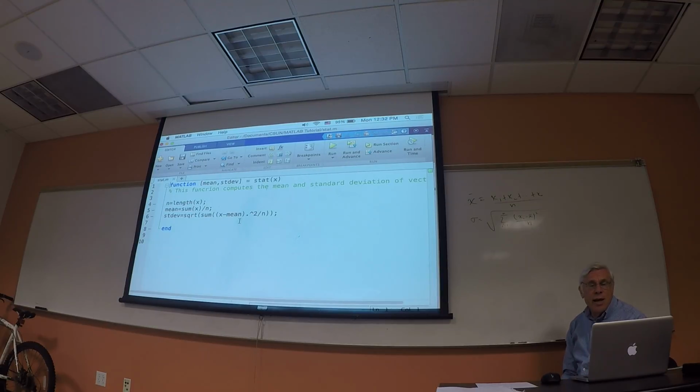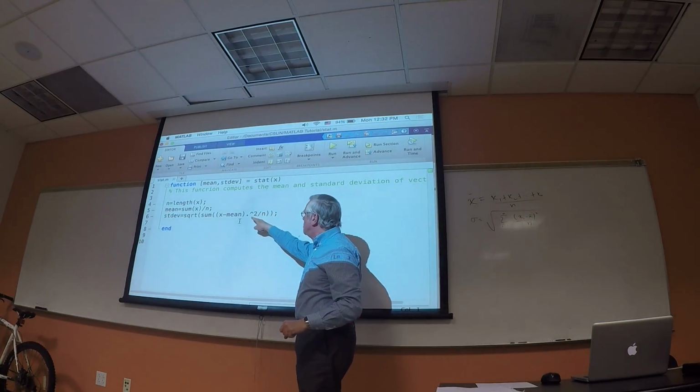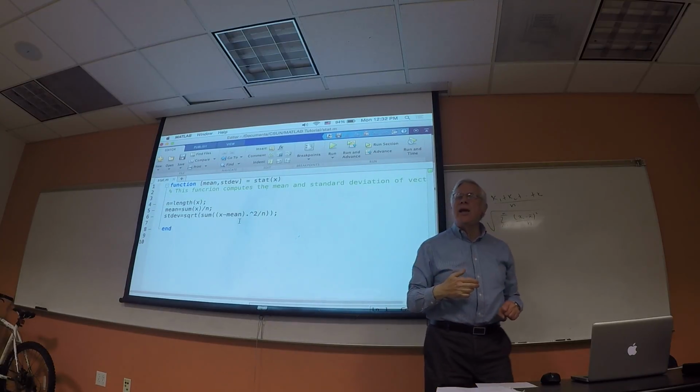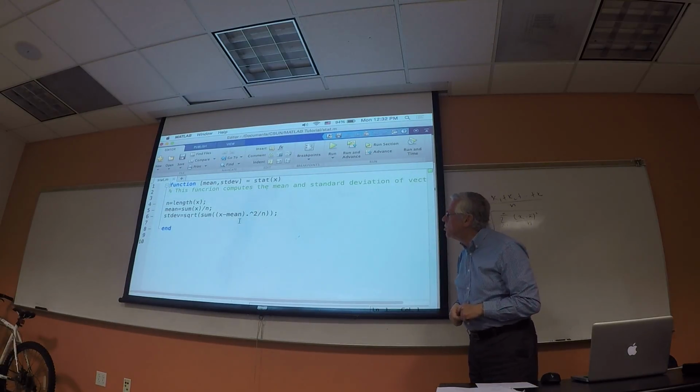Now, when you do x vector minus mean, you get a vector. What do you want to do? You don't want to multiply that vector by itself. You want to square it element-wise. So you'll notice that right before the square operation is that dot, which tells us to do an operation element-wise, okay? Finally, divide by n and take the square root.